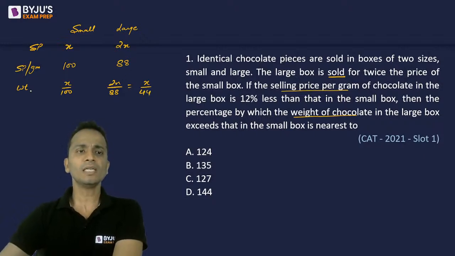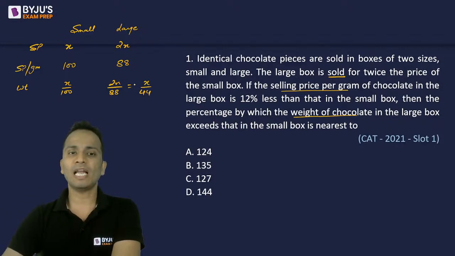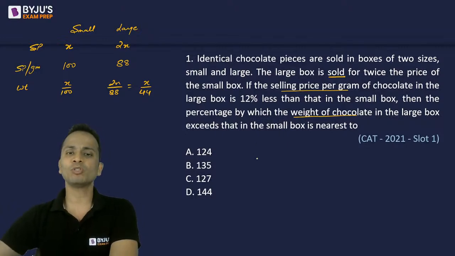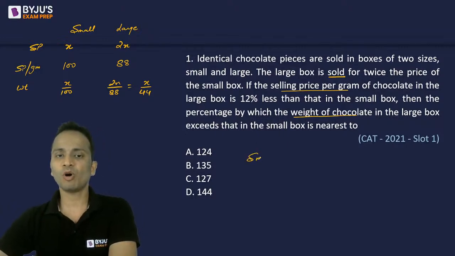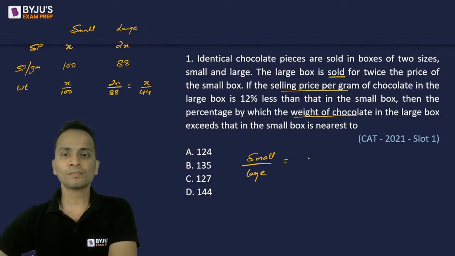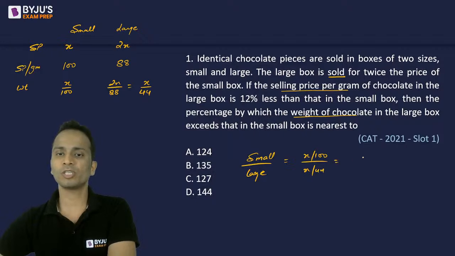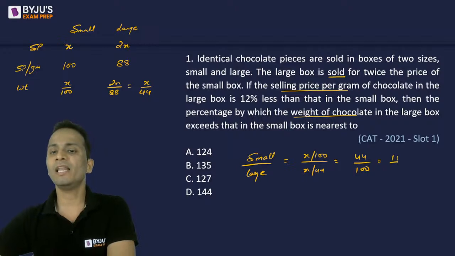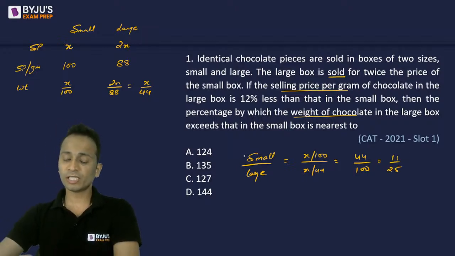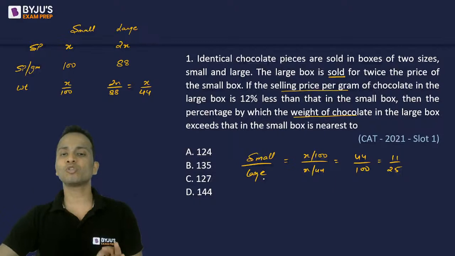Now, for the weight of the small box and the weight of the large box, what I can do is find the ratio. So, weight of small box divided by weight of large box will be equal to X upon 100 divided by X upon 44. So this will come out to be 44 upon 100, or I can write it as 11 upon 25. So this is the ratio of the weight of the small box to the large box.